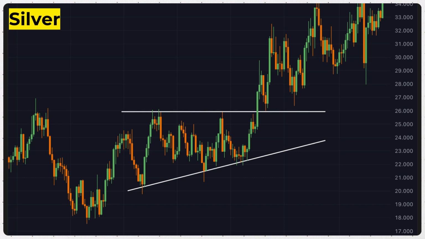Looking at the silver chart, we see the same structure. Price repeatedly tests the $26 resistance, while the pullbacks form higher lows, creating a rising trend line underneath. Eventually, price breaks above the resistance with strong momentum.